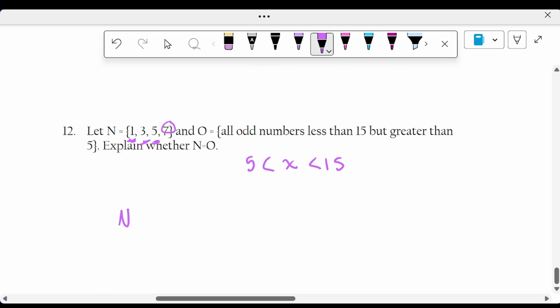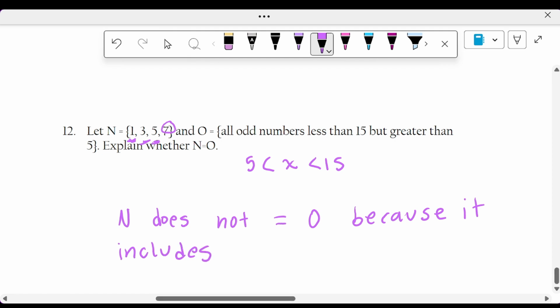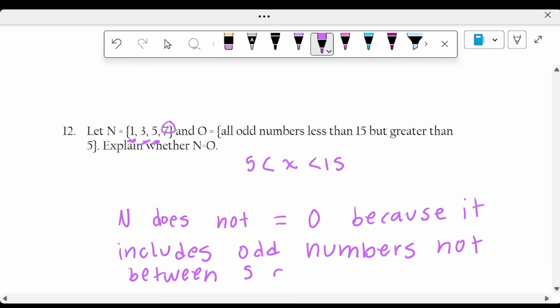So n does not equal O because it includes odd numbers not between 5 and 15.